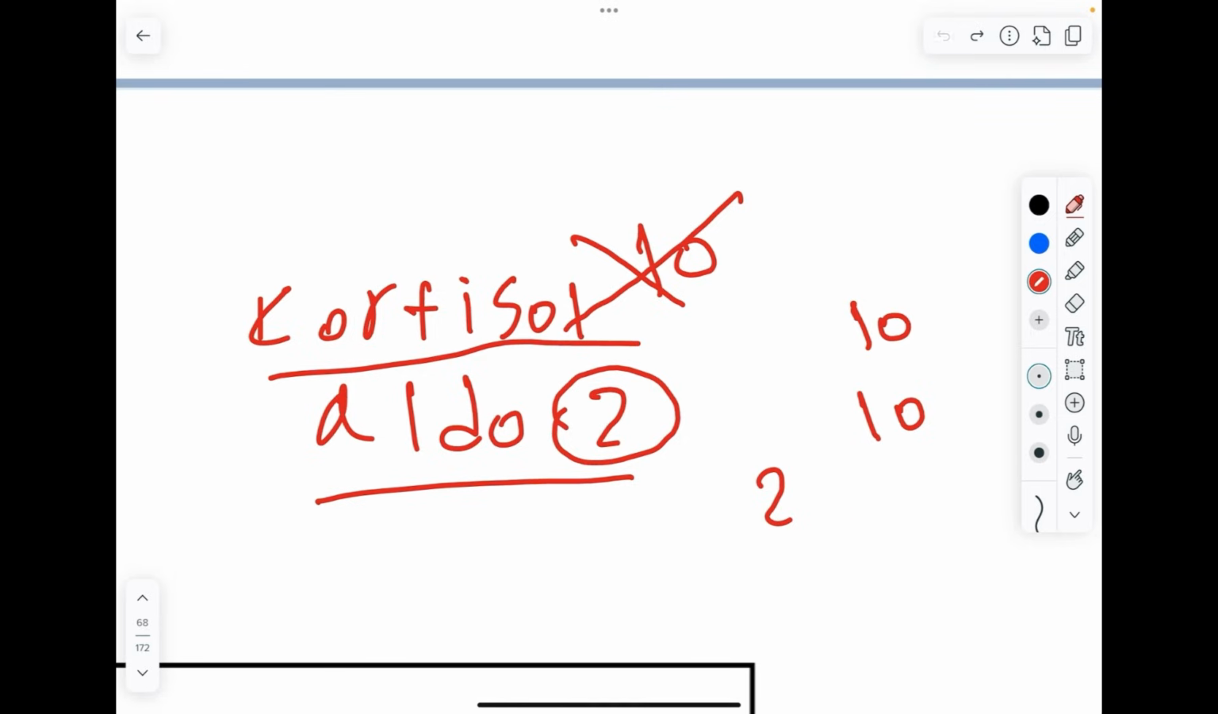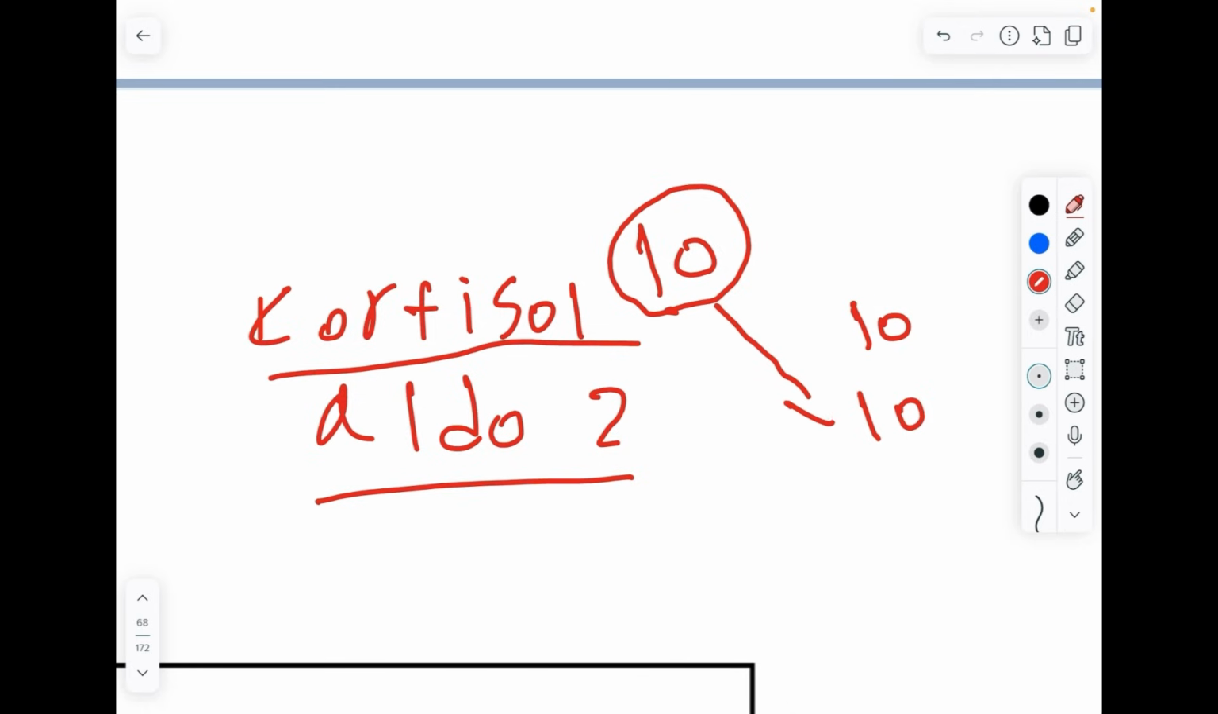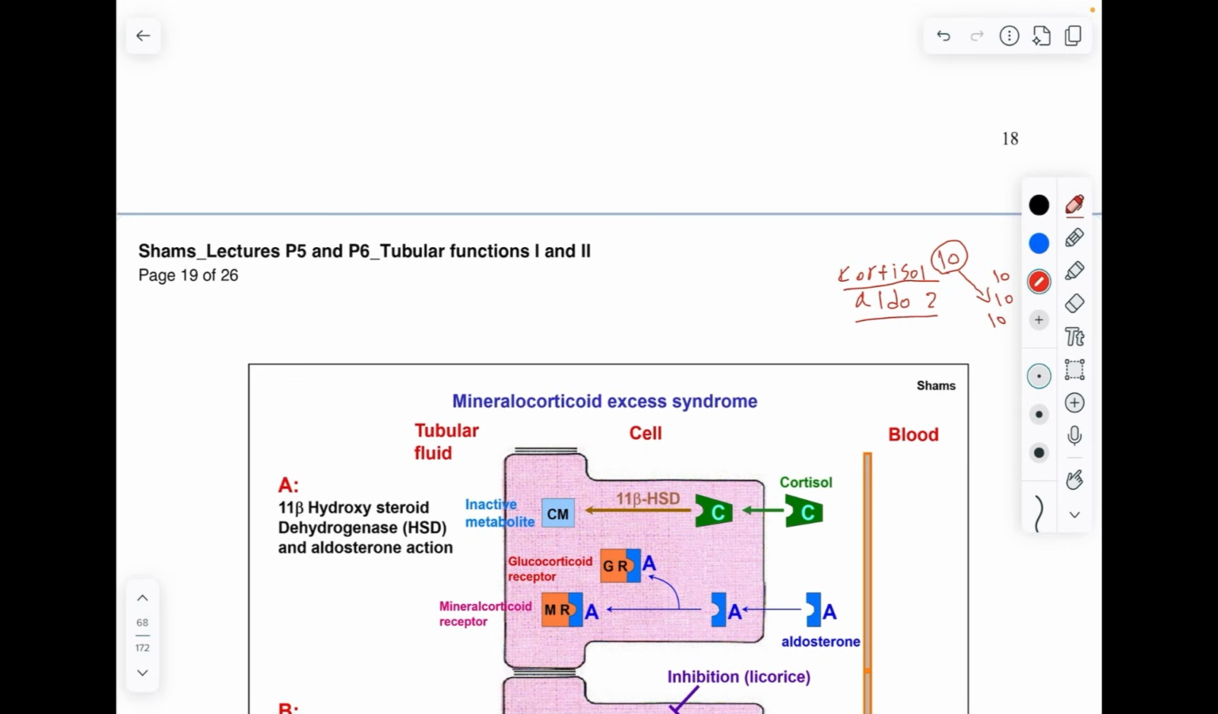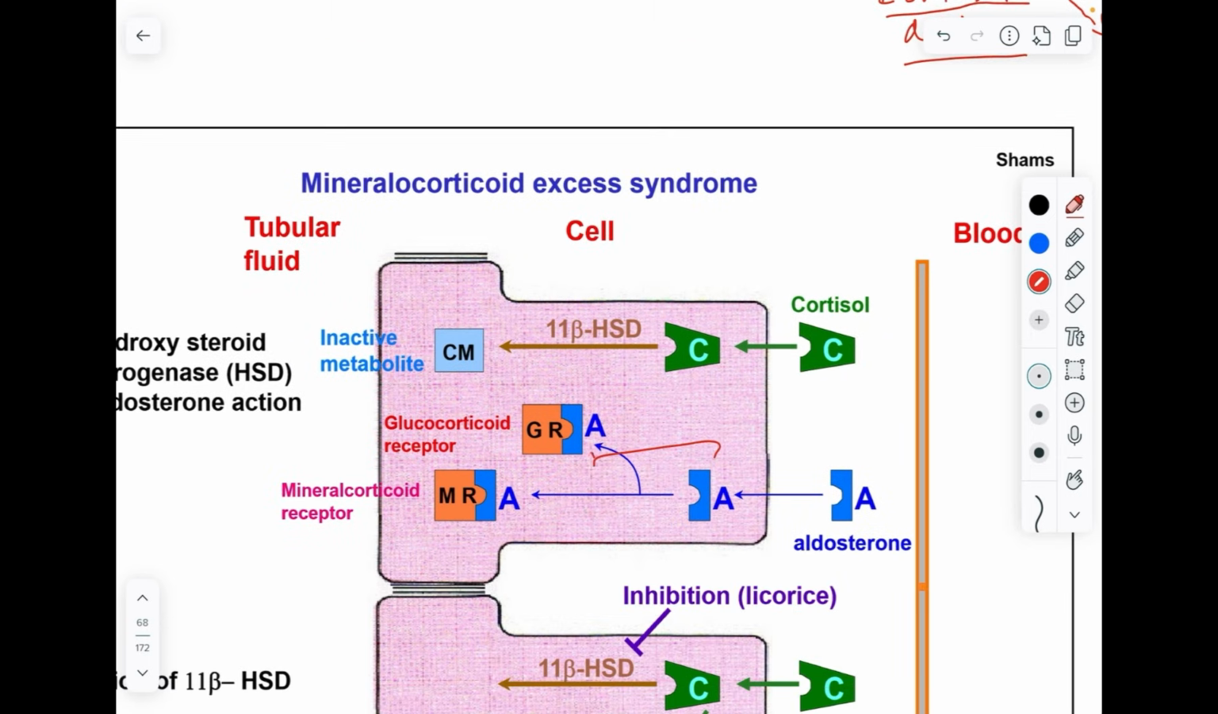Now, what if we do not have this enzyme that burns the cortisol and metabolizes it? What will happen? Now these 10 cortisols can go and bind with the receptors. So all of these 10 receptors will be bound, and that will lead to a huge effect. It's an effect of the aldosterone, but the cortisol can do it as well. And that's what we call mineralocorticoid excess syndrome.